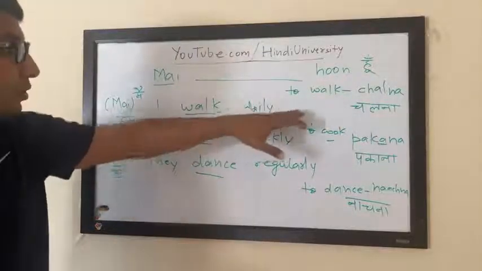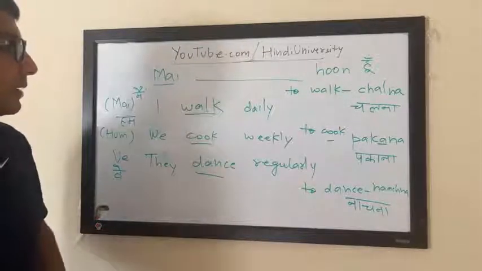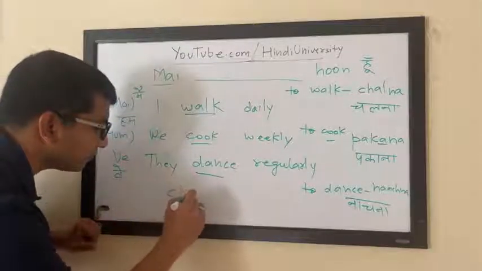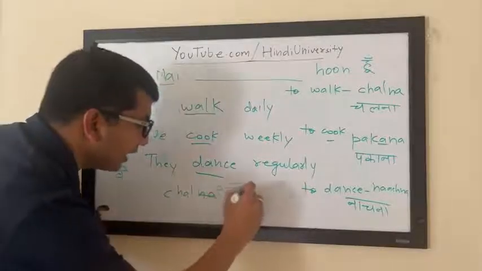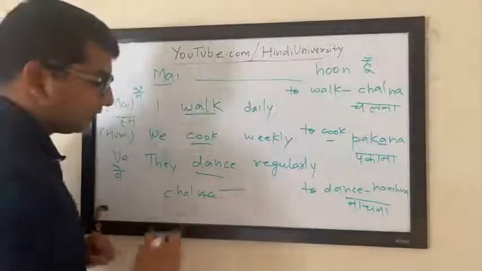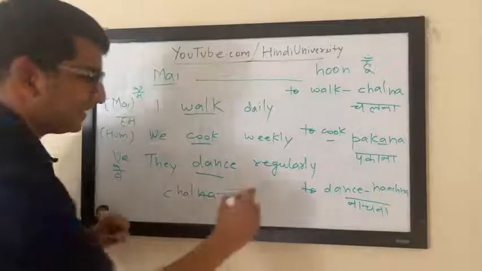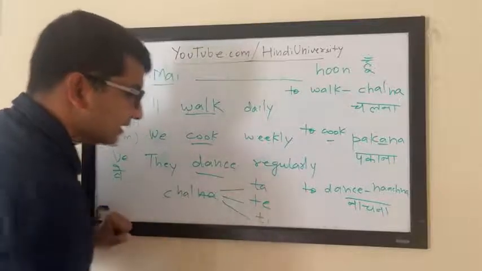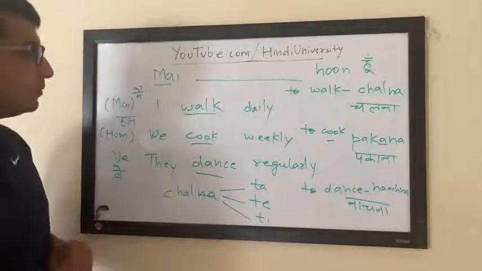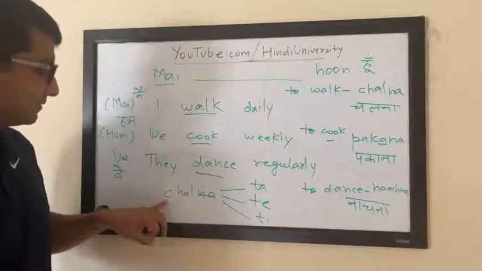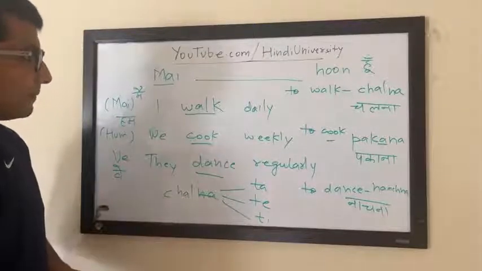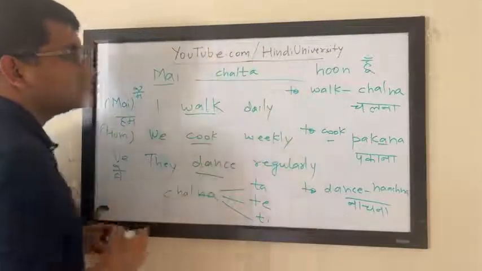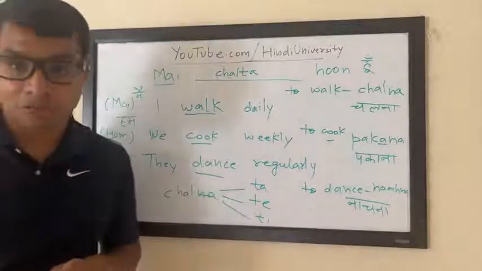So again, now let's come back to the form of the verb, chalna. The way the conjugation works is you have a verb chalna, you remove the na and you put either ta, te or ti. I gave you enough hint, now you tell me how will you say? Main chalta. Very good. Main chalta hoon. I walk. Main chalta hoon.